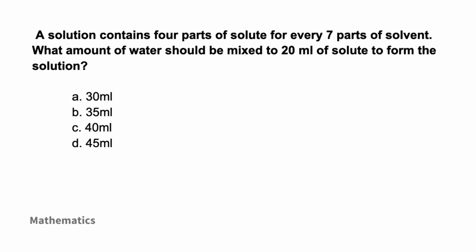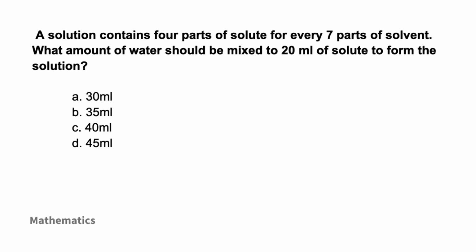A solution contains 4 parts of solute for every 7 parts of solvent. What amount of water should be mixed with 20 milliliters of solute to form the solution? Pause the video, see if you can find the answer, and let's go over it together.